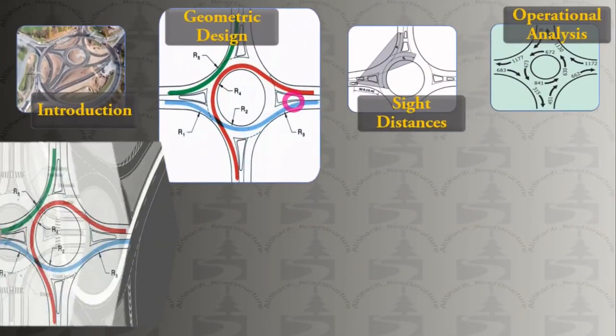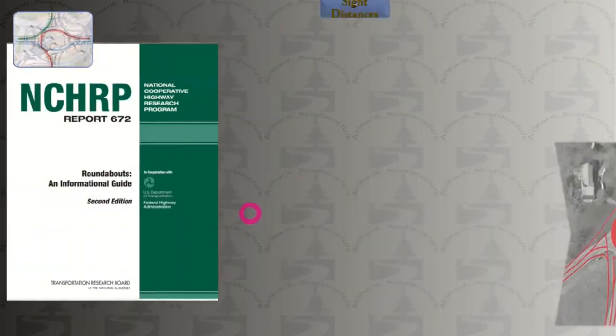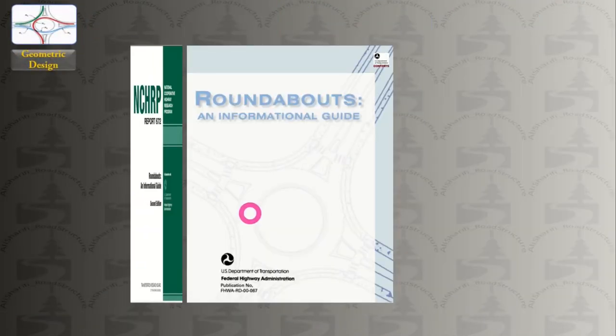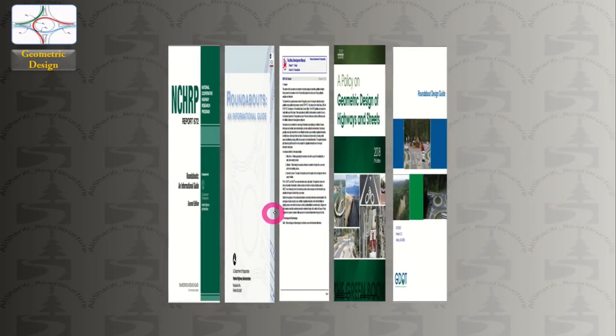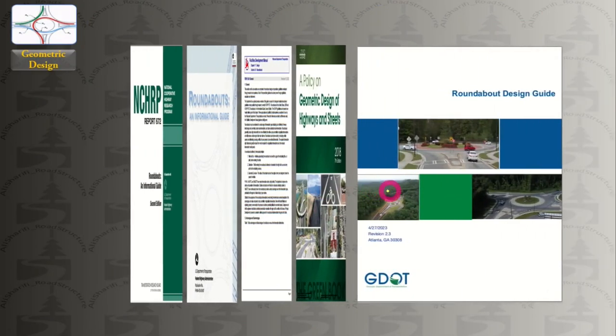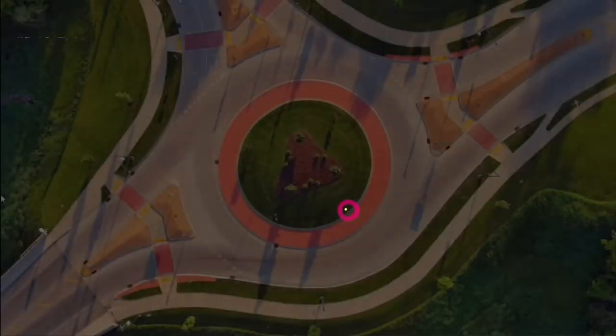Alright, we're still at the second module, geometric design of modern roundabouts, introducing geometric elements, and the references haven't changed any except for this one. We added the roundabout design guide, Georgia Department of Transportation, and so let's get started.